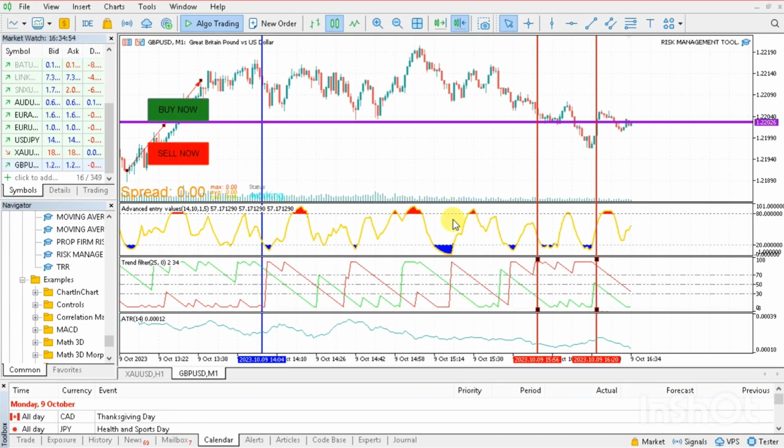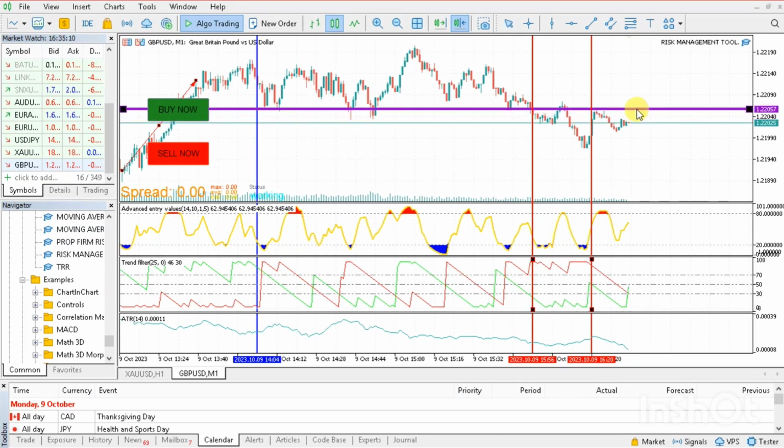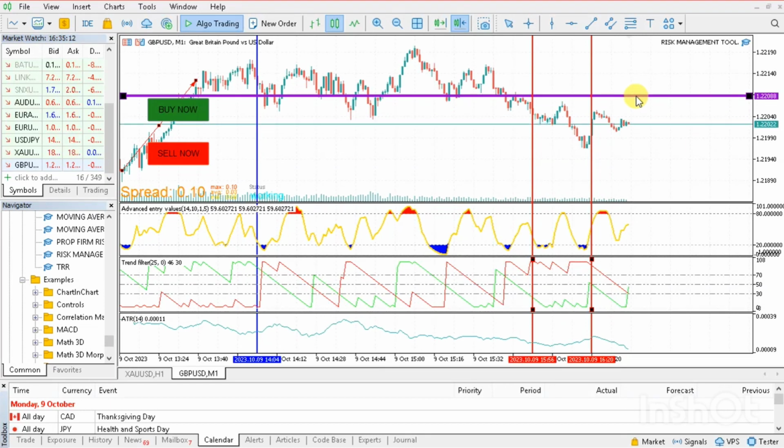So let me just assume, although this trade has already hit our take profit, let me assume as if it was a fresh entry. Let me try to enter this trade on the 1 minute. So I'm going to drag that purple line to where my stop loss is supposed to be, and then click on sell. Okay, so I'm going to click on sell here.